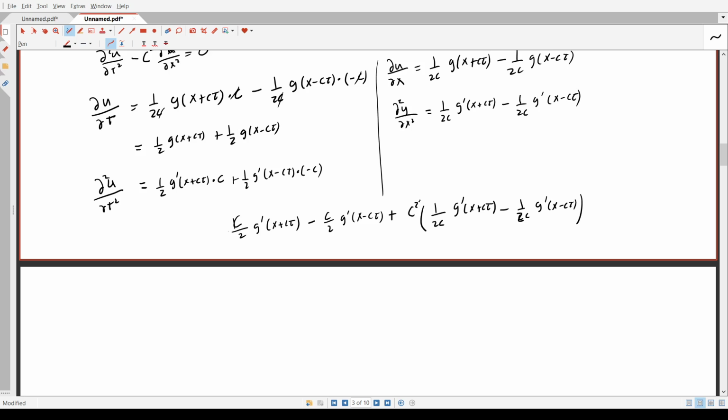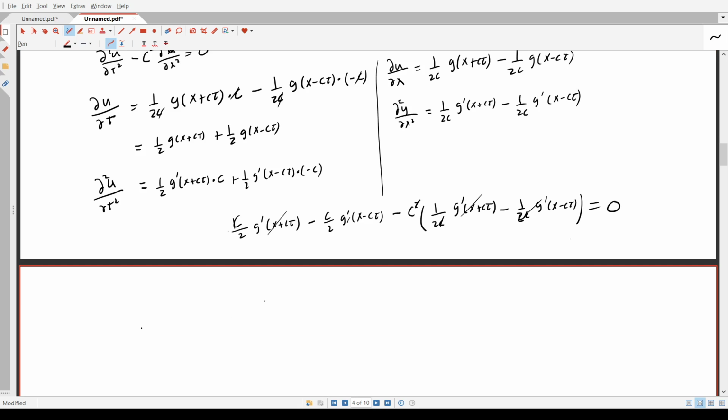So this is going to cancel with each of these. Oh, this is supposed to be minus. Then we see that each of these terms is going to cancel out, right? This cancels with this one. We have c over 2 g prime, c over 2 g prime, and same thing over here. So what we end up with is just 0. And that's part 1.